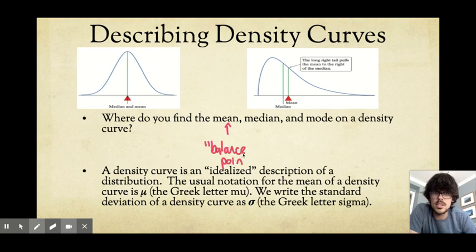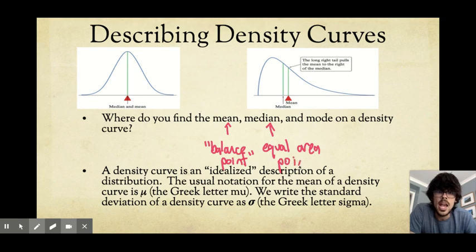So I talked in chapter 1 about where I would put my finger to be able to balance that picture. On my first picture, it'd be right here in the middle. On the second picture, evidently, it'd be right here where it wouldn't tip over. The median is your equal area point. And in a symmetric graph, those will be the same thing. The balance and the equal area are both in the middle, like you see right here.